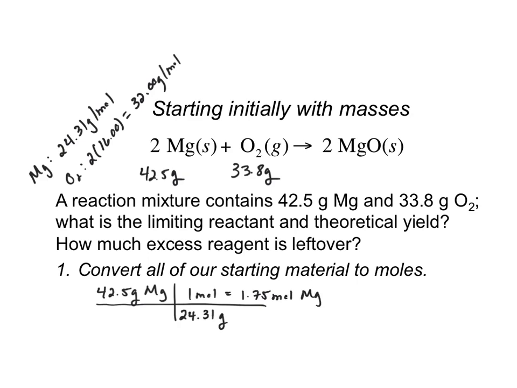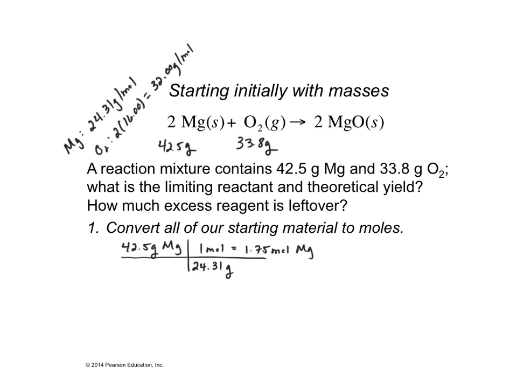And then I have to do the exact same thing for oxygen. So oxygen, we have 33.8 grams initially. I'm going to divide by the molar mass for oxygen to convert it to moles. So this is 32.00 grams for every 1 mole. Gives me 1.06 moles of O2. Step number 1, conversion from grams to moles, okay?